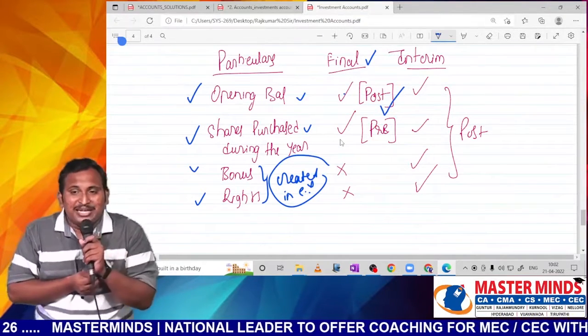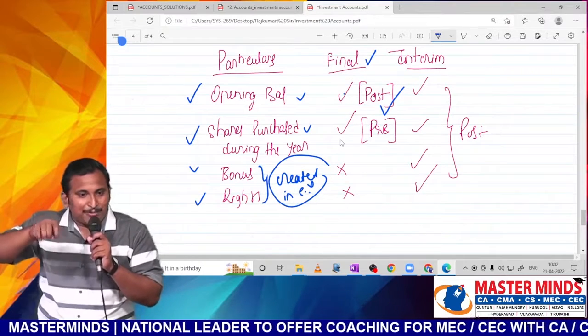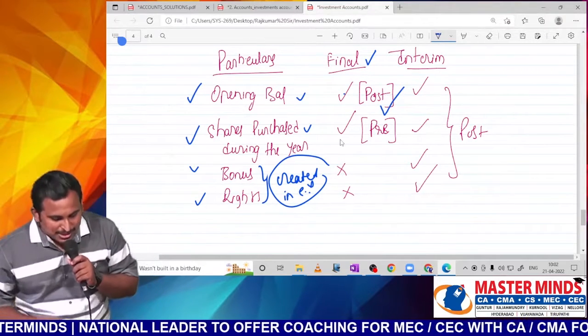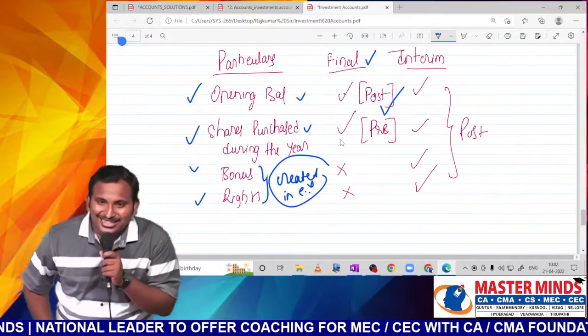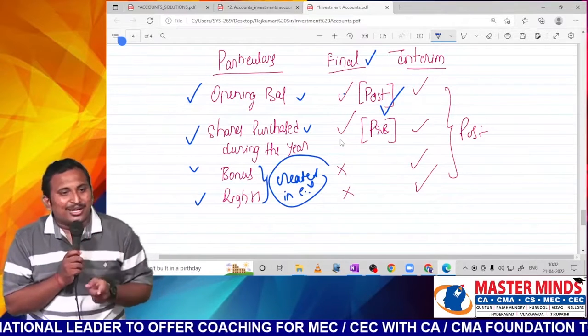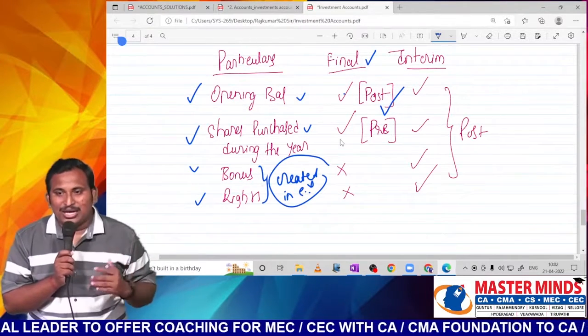That means if we maintain a dividend column, we will write it by bank in the dividend column. Suppose it is shares purchased during this year. Now the dividend is related to which year? Last year. Did you hold them in the last year?